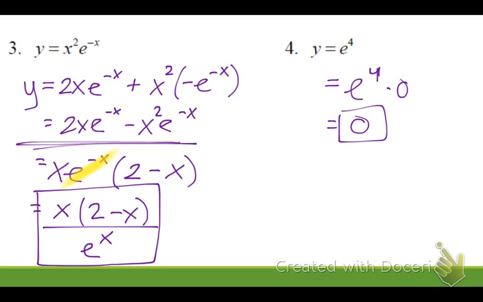That's because this is a constant. E to the 4th is actually a number. If you plug in e to the power of 4 in your calculator, you're going to get a number. So this is a constant function, so the derivative should be 0. Yeah, it's not too bad.